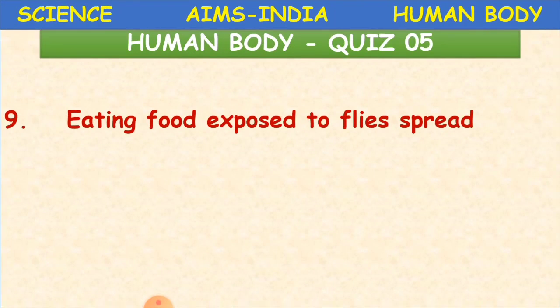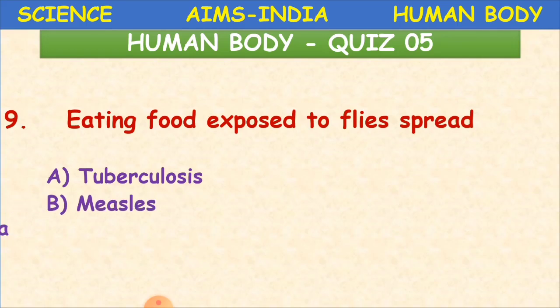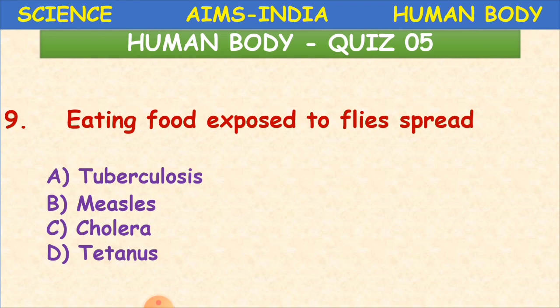Eating food exposed to flies spread. Eating food exposed to flies, in the sense when it is uncovered, it is not covered and it is exposed to flies, house flies, mosquitoes and all are spread over the food, then this is going to cause tuberculosis, measles, cholera or tetanus. So what disease will we be getting? It is cholera. Okay, children, it is cholera. Clear?